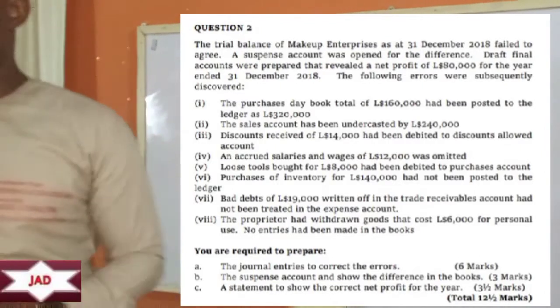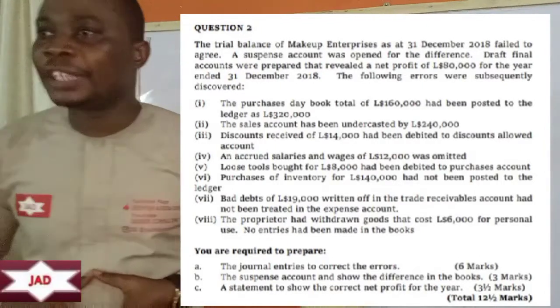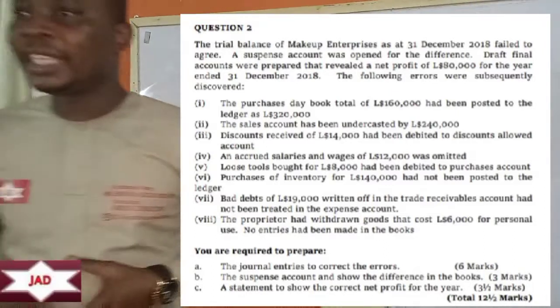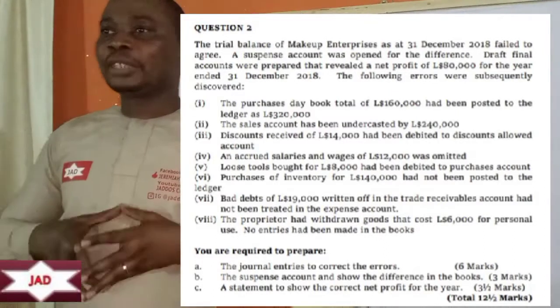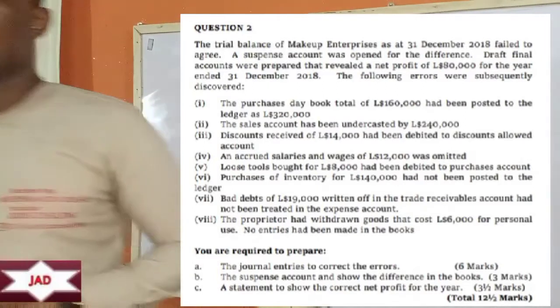You're required to prepare A, the journal entries to correct the errors. B, the suspense account and show the difference in the books. C, a statement to show the correct net profit for the year.